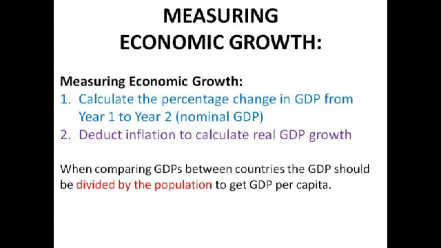So this is how to measure economic growth. To measure economic growth, you calculate the percentage change in GDP from year 1 to year 2. GDP is the total value of all goods and services in a country. So for the percentage change, you do the change in the GDP divided by the original GDP, and this will give you your nominal GDP growth. An example for this might be 4%. Say inflation was 2%, you'd take off 2% to get your real GDP growth. So your real GDP growth would be 4% minus 2%, which is 2%.